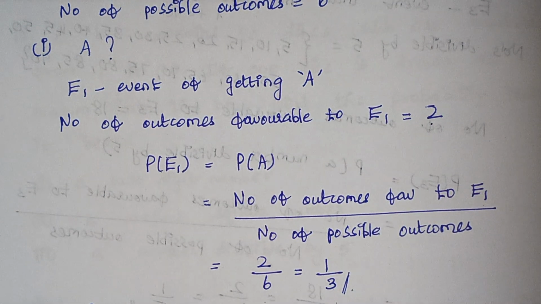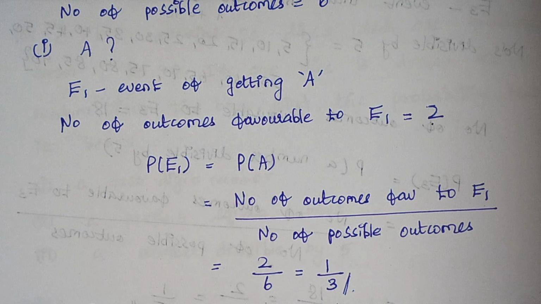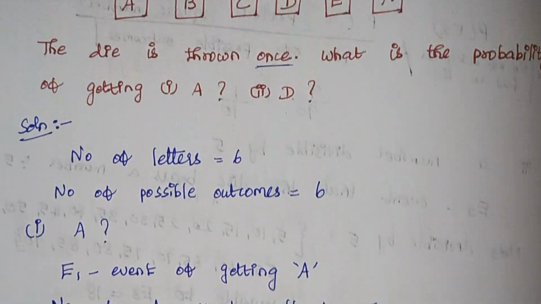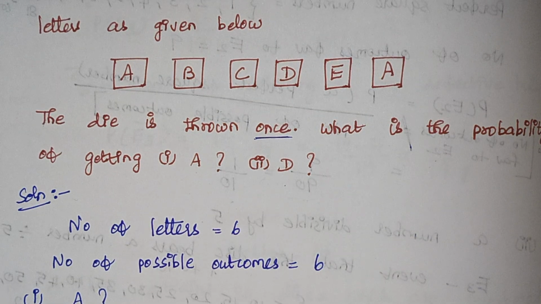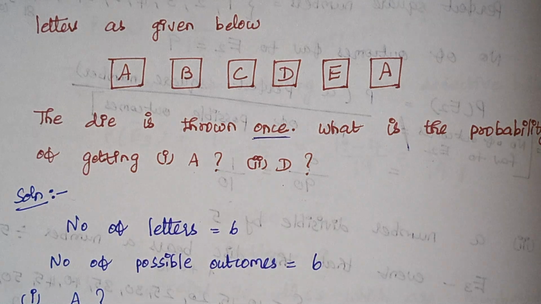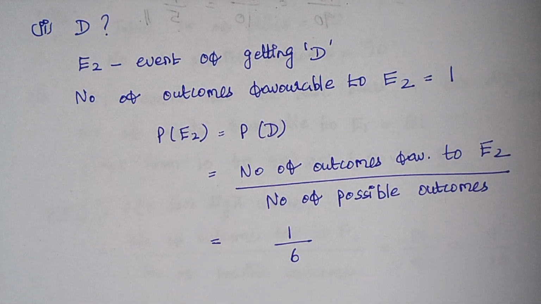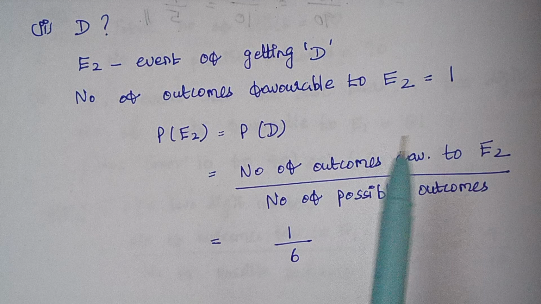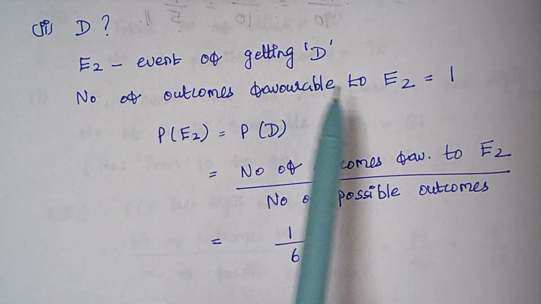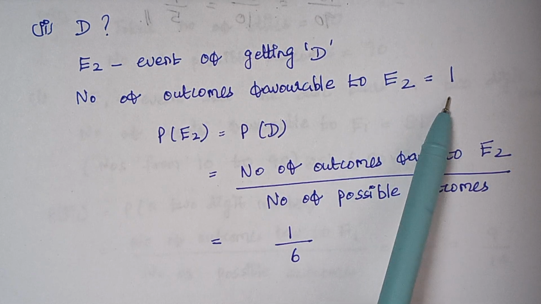Right. Now the second part of the question is getting D. So again just look at the letters. How many D's do we have here? We have only one D. So let E2 be the event of getting D. The number of outcomes favorable to E2 is equal to 1.